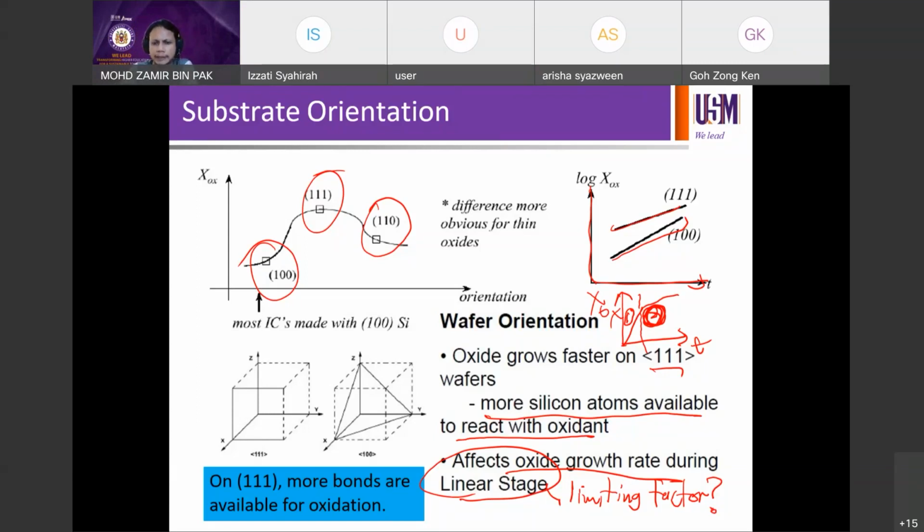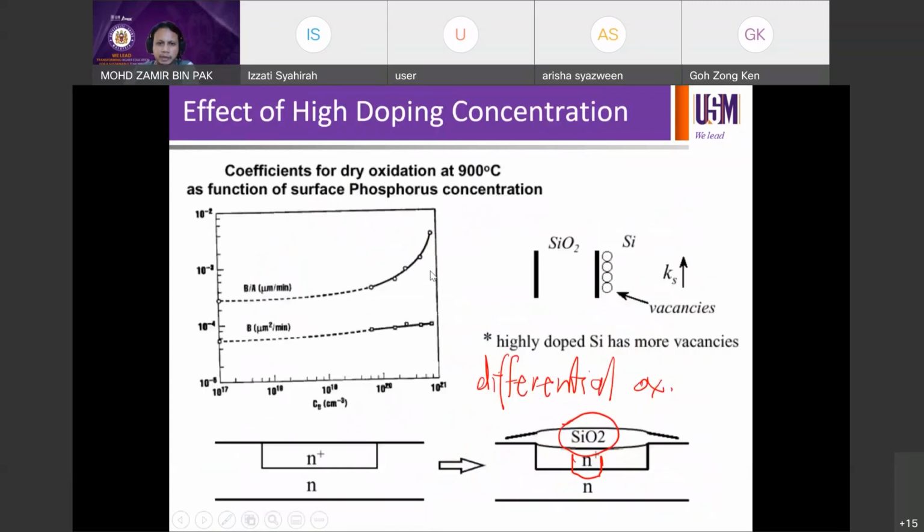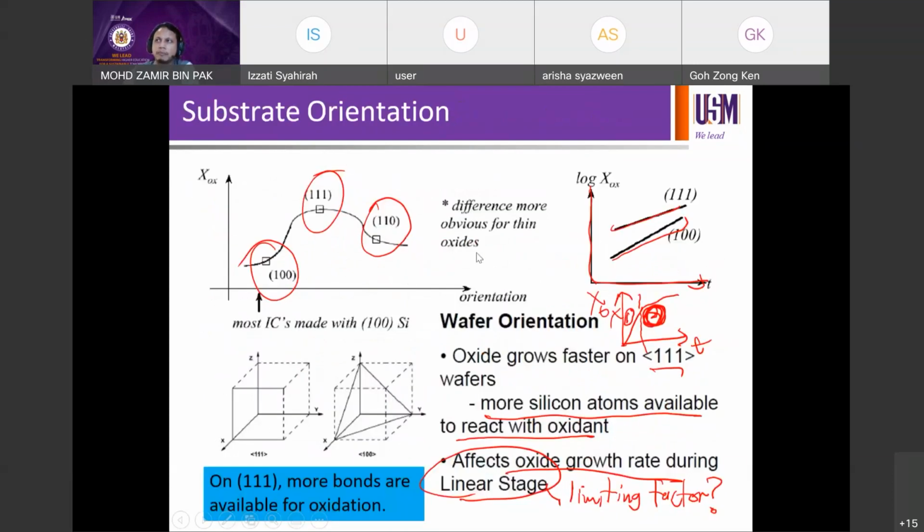So when you talk about crystalline orientation, comparing 111 and 100, the effect will be more obvious in the linear stage, because that is the stage when silicon availability on the surface is more significant. So below, when you discuss a factor, make sure you know if it's related to the linear stage or the parabolic stage, or regardless of both stages. In this case, it's very related to the first one.